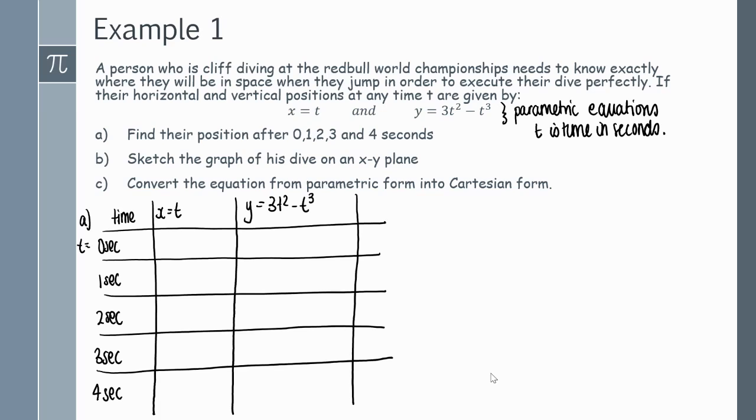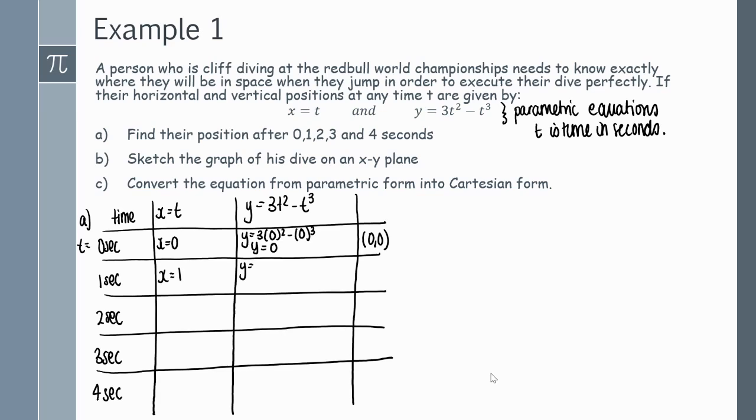So when time is 0 seconds, the x coordinate of that person, well, t is 0, so x is 0. The y coordinate would be 3 times 0 squared minus 0 cubed. Everywhere you see a t, you're just putting a 0. That means after 0 seconds, the person is at 0, 0, the origin.